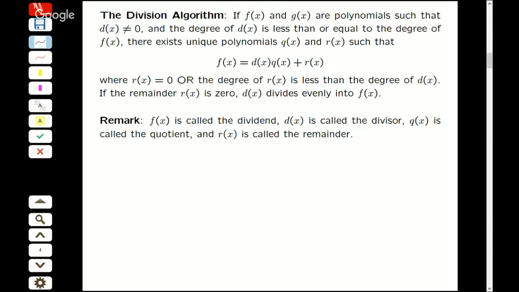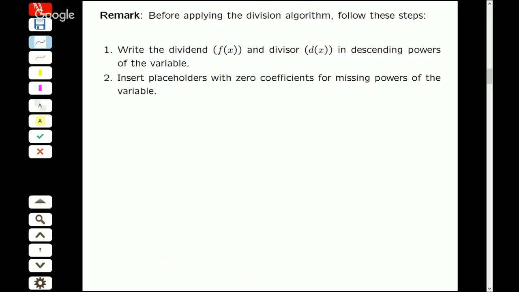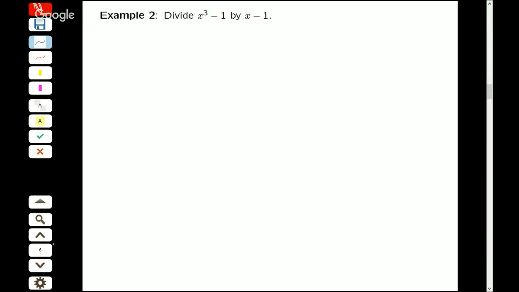Our division algorithm, we really don't care about this. This is just saying that you can actually do long division. Come to abstract algebra and I'll prove it for you. When you're dividing, make sure that you write these in descending powers of your variable. Start at your highest and go down to the lowest and put your 0 coefficients in there for your placeholders.